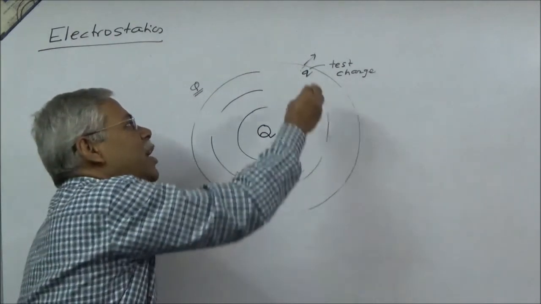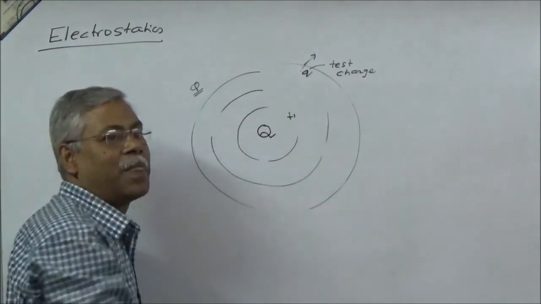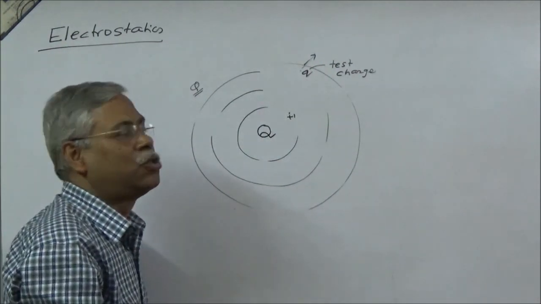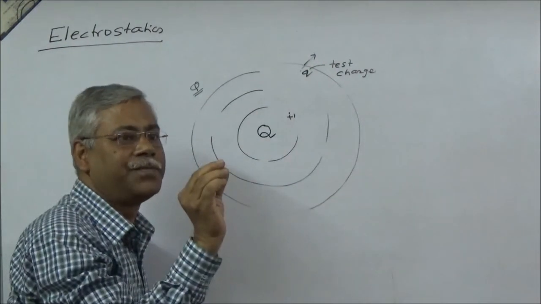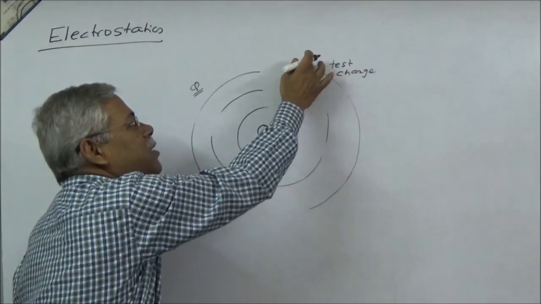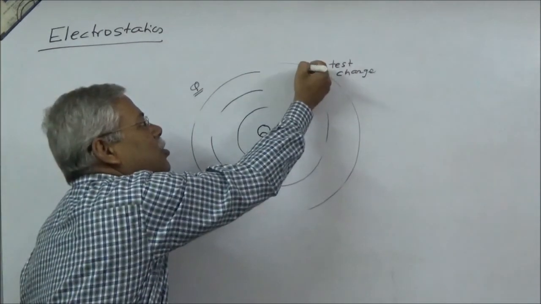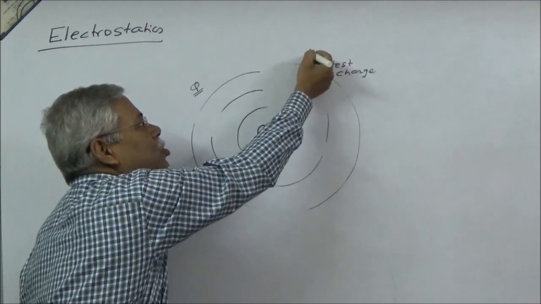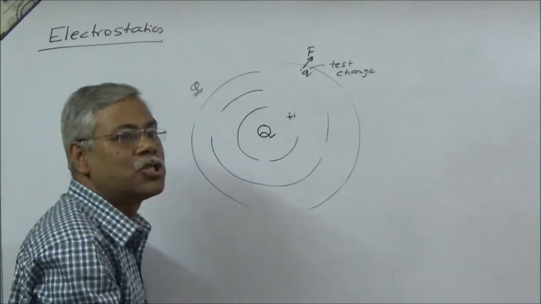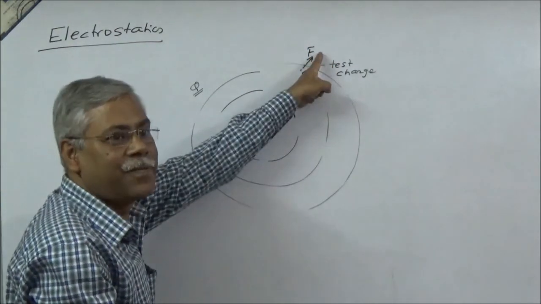Okay, the test charge should not be very big, so that it does not disturb the main charge. So the test charge has to be small. This is the test charge Q. You have placed it at the given point. Then you have measured the electrostatic force acting on test charge Q, and this force is F.